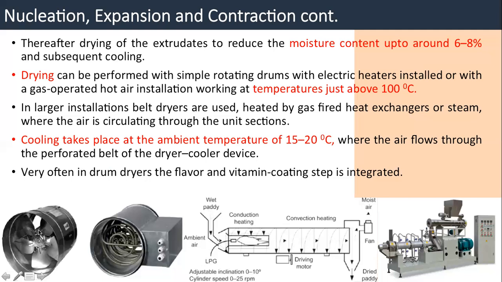And we can install this type of dryers and heaters as lengthwise arrangements to the existing extruder to get different products, right? But basically the moisture percentage of the final product is somewhere around 6 to 8, right? In large installations, belt dryers can be used.